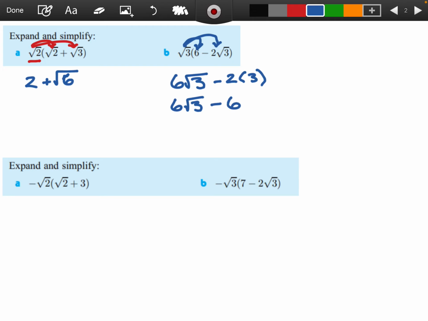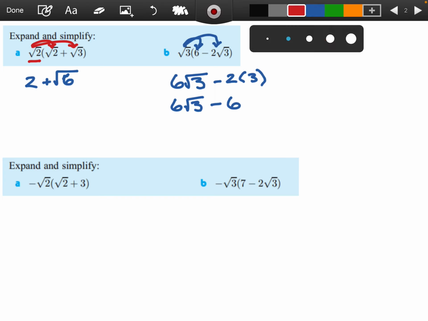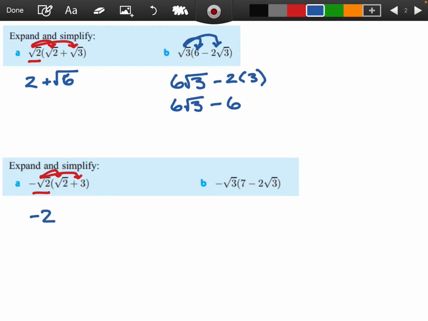Okay, so what is sitting out front of the brackets could be positive or it could be negative, like the next examples. So now we have a negative root 2 sitting out in front. The process doesn't change, we just have to watch our negatives. So negative root 2 times root 2 gives me negative 2. Negative root 2 times positive 3 gives me negative 3 root 2. I can't simplify that anymore. 2 does not have a perfect square factor, so we are done there.